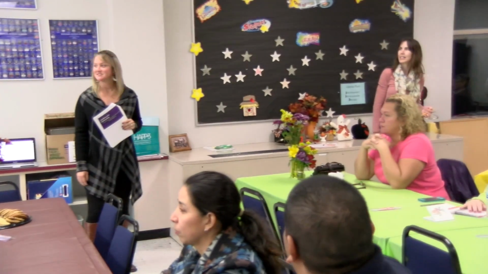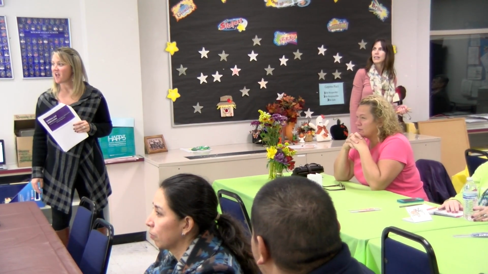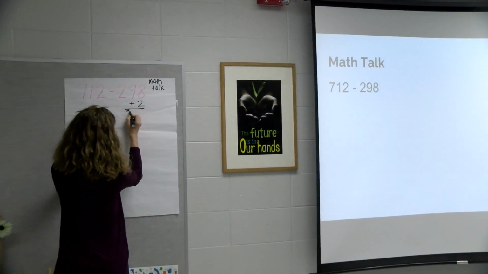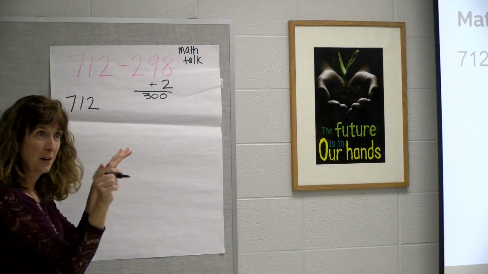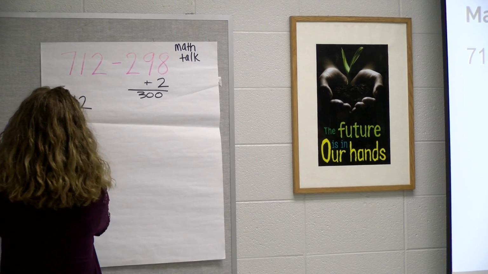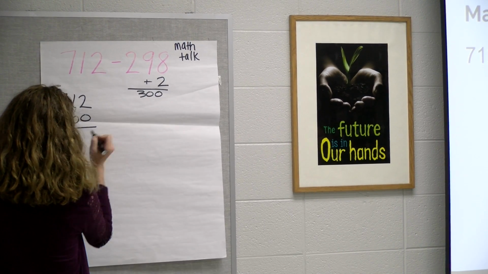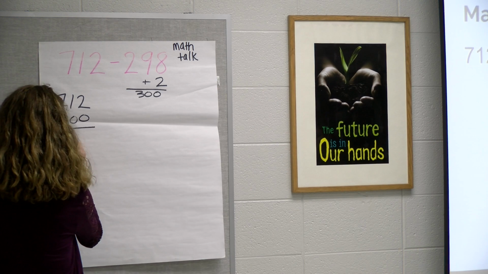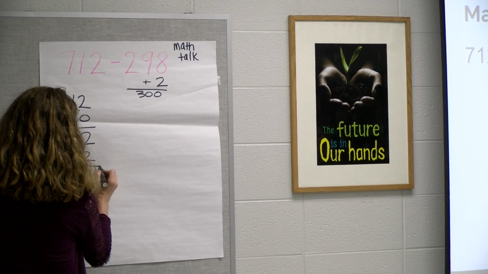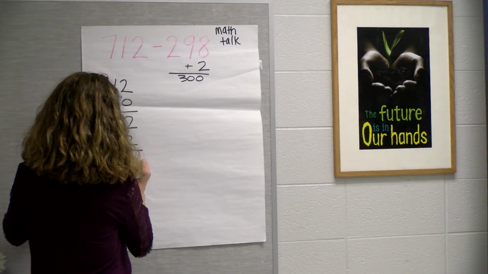Okay, thank you. I added 2 to 298, subtracted 300, and then added 2. Okay, so 712, and then you added 2 over here and made this 300. Yes. Go ahead. Then I subtracted the 300 from the 712, and got 412, and added 2 back in and got 414. 414.